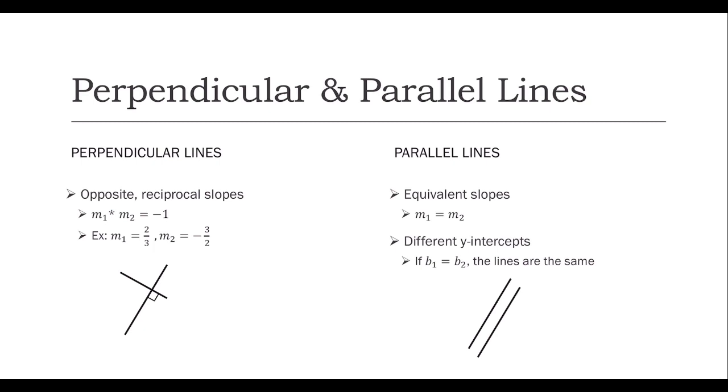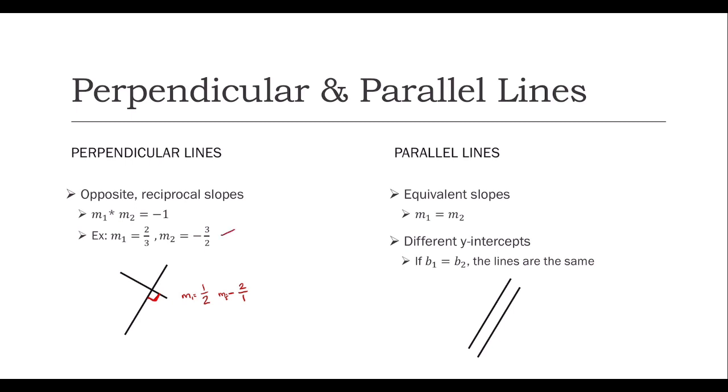So next we have perpendicular and parallel lines. So perpendicular lines are 2 lines where they intersect and form a right angle, as shown here. So their slopes are going to be opposite reciprocals. So for example, if one of the slopes is 1/2, the other one, you would flip it, so it'd be 2 over 1, and it'd be negative. So that would be m1 and m2. So our m1 times m2 equals negative 1.